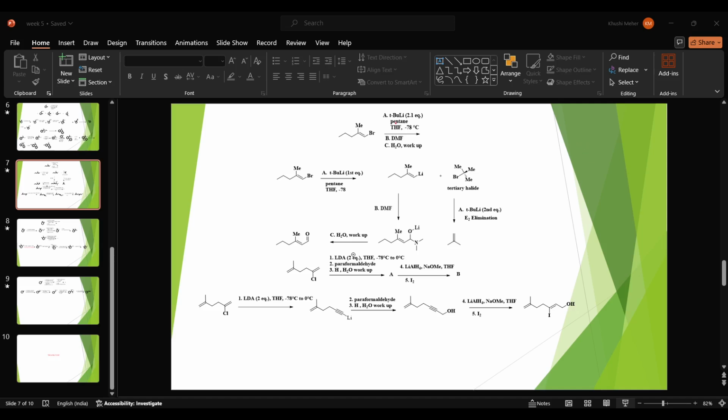Whatever the nucleophile is, it will attack the carbon, and you will get a carbon-oxygen negative charge, and that negative charge will abstract a proton from the HCl during workup, and you will get your corresponding acid product.